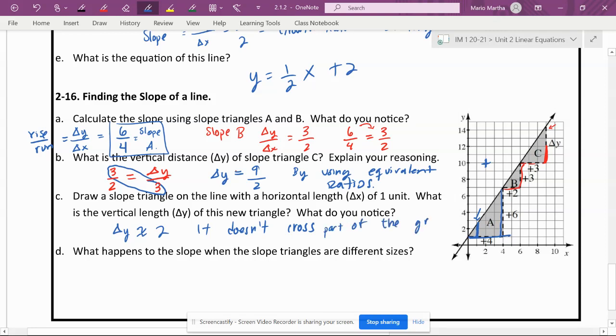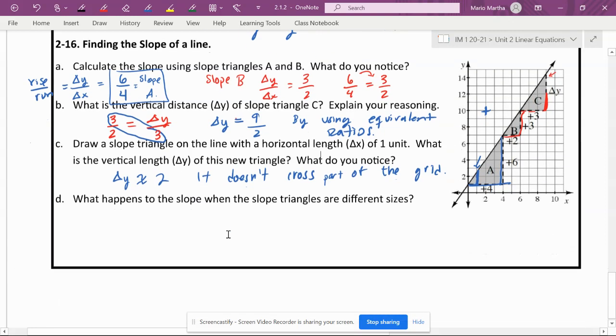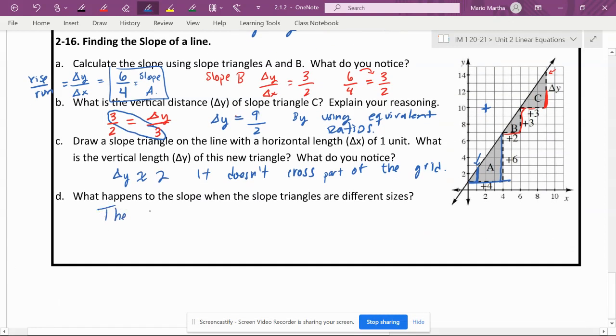The grid is there to help you read it a little bit better. So what happens to the slope when the slope triangles are different sizes? If you have noticed, the slope remains the same. So the slope doesn't change. This is very important because that's the consistency of a linear graph, that it's always going to be increasing by the same amounts no matter where you're at in that part of the graph. So the slope doesn't change even though we have different size slope triangles.